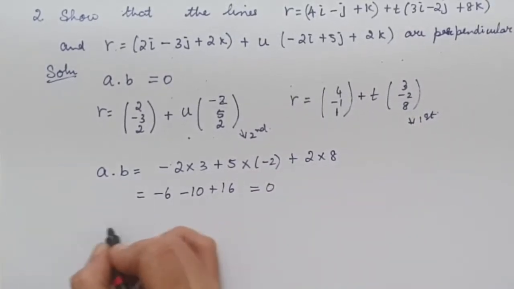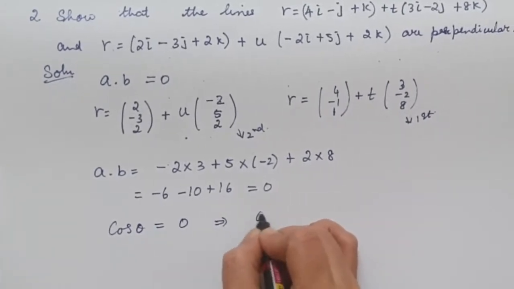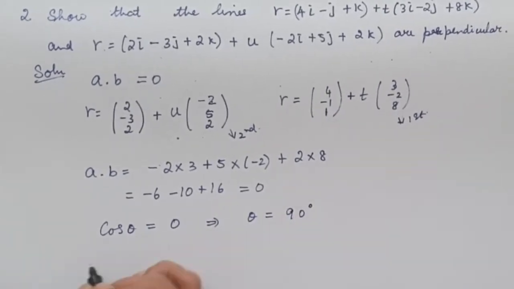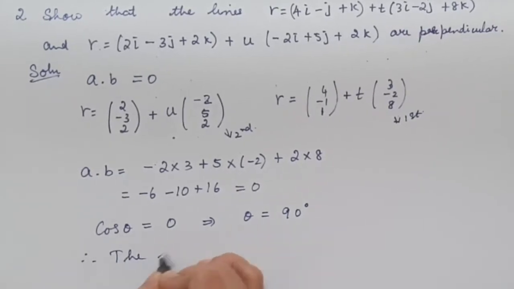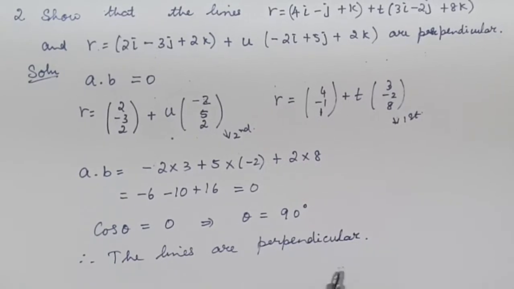which gives us 0. That means cos theta equal to 0, which implies theta will be equal to 90 degrees. Therefore, as theta equals 90 degrees, the lines are perpendicular.